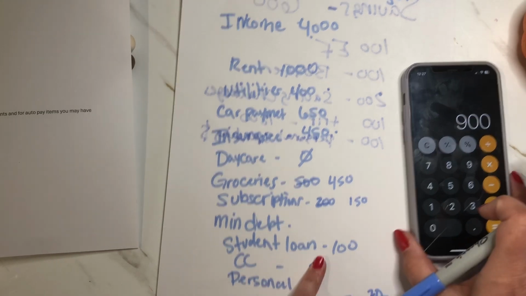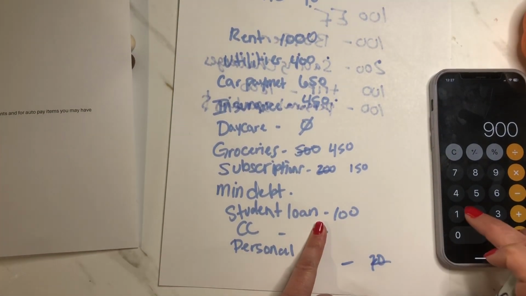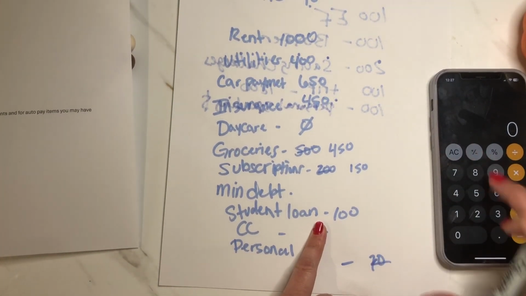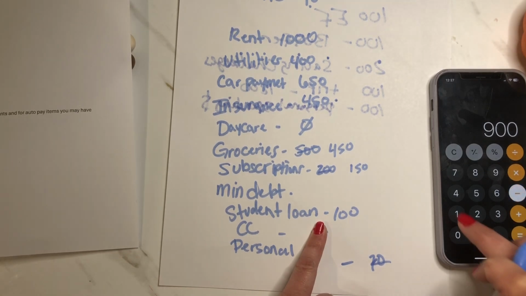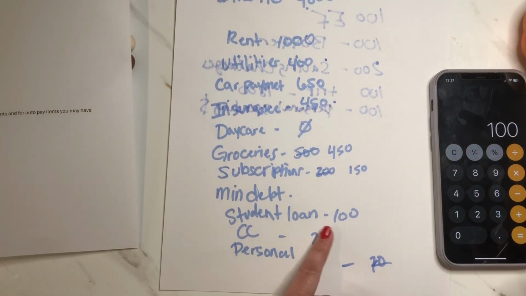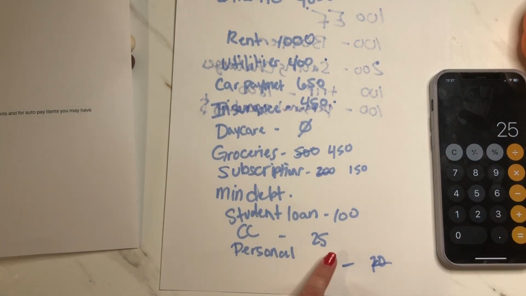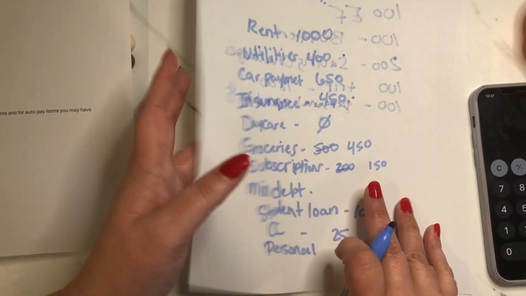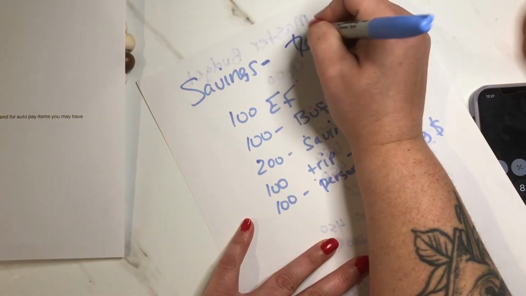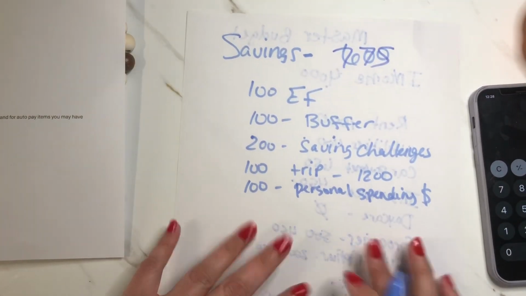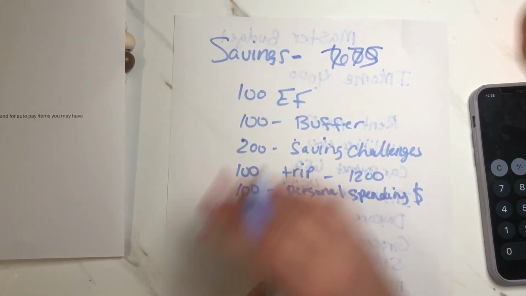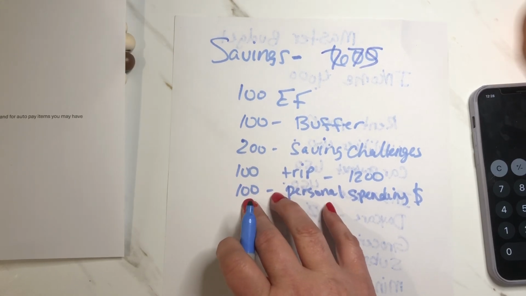And then minus minimum debts. So we have $900. So $900 minus $100 student loan minimum. Minus out $25 in personal credit cards. And that leaves us with $775. We'll call that $775. But that is where you get these totals that you could have extra left over.